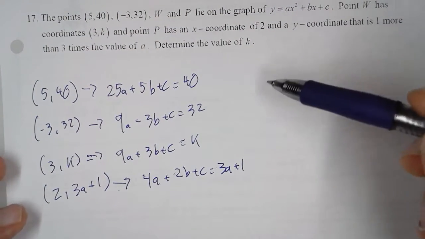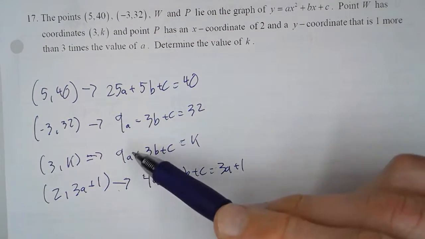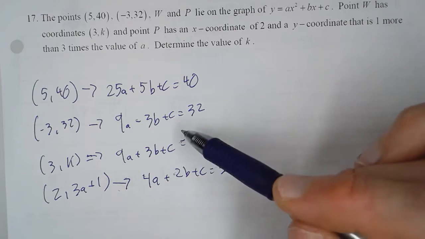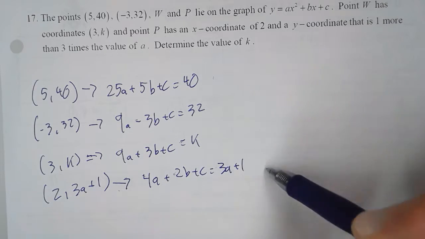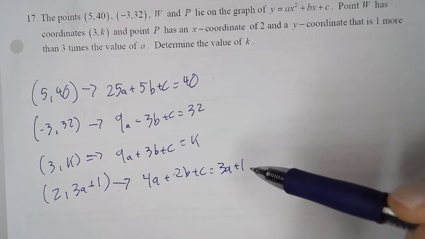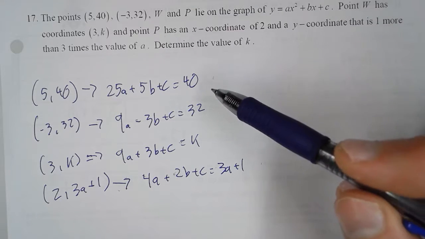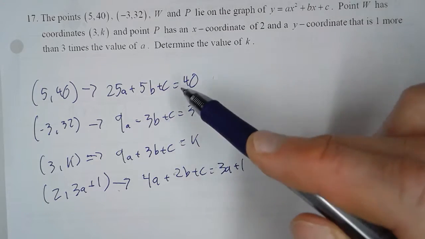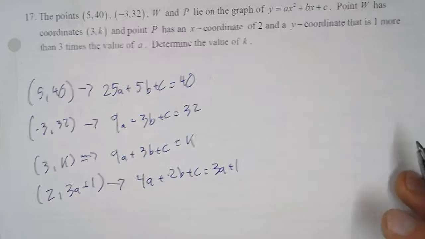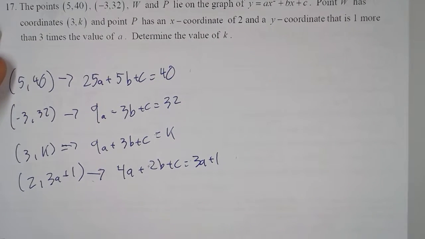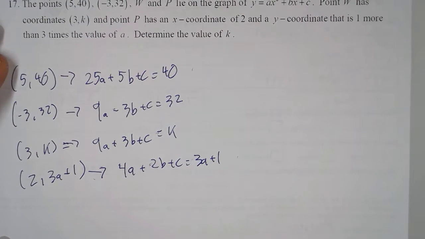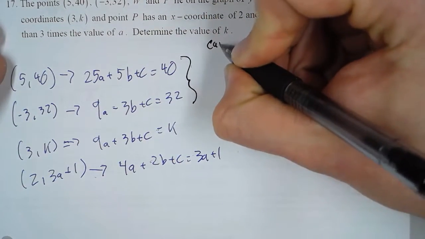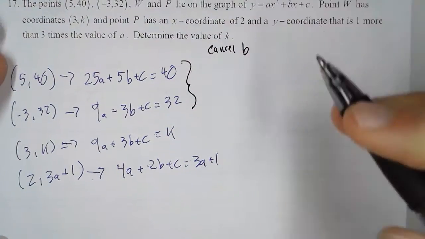All right. Now we want the value of k. In order to know k, we need a, b, and c. So this equation is not going to help us until the very end. It's these 3 equations that we need. The way I'm going to do this is pick these 2 equations here, and first cancel out b. That's what I want to do first.